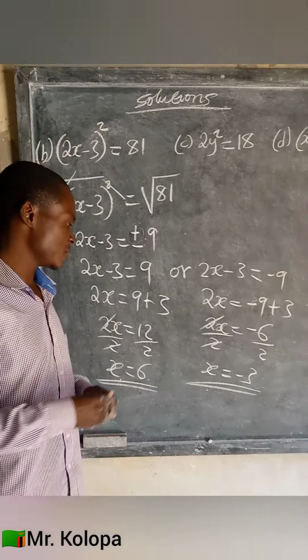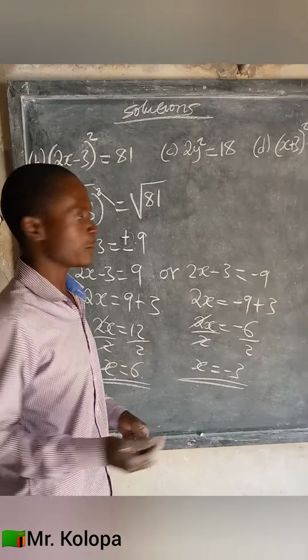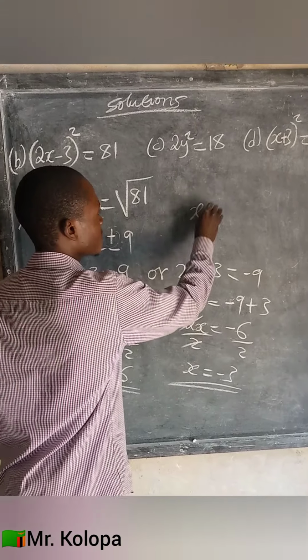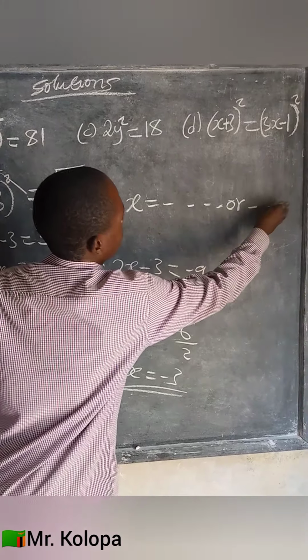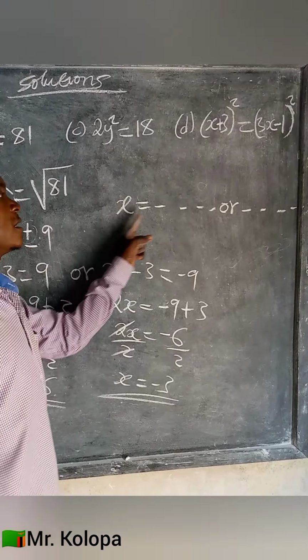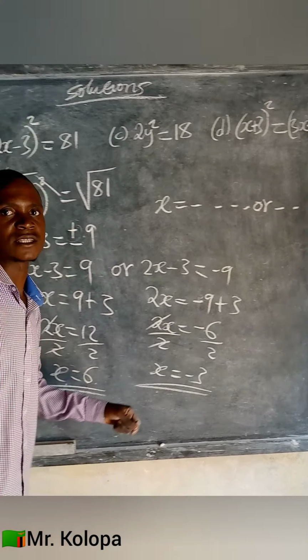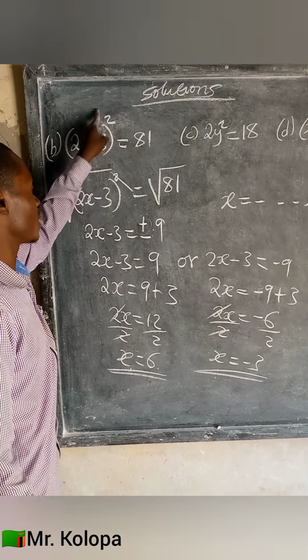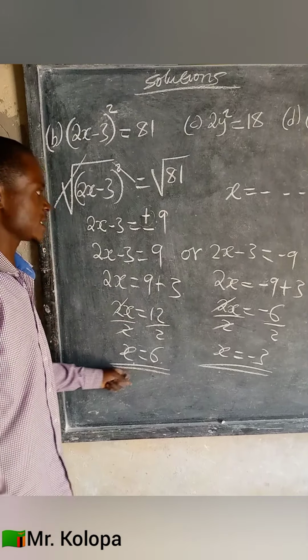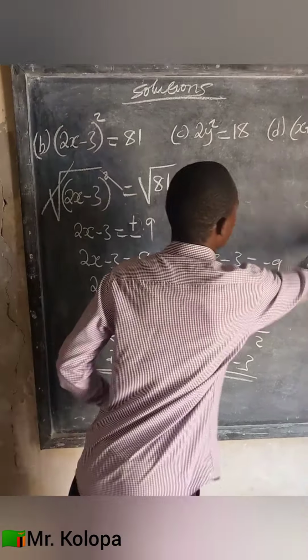So if you check the past papers, you find that in paper 1, they have written x is equal to, or, so what are they saying? They are saying you are supposed to have 2 answers. So take note of that when you are solving equations involving the square. You are supposed to have 2 answers. So that is our B.